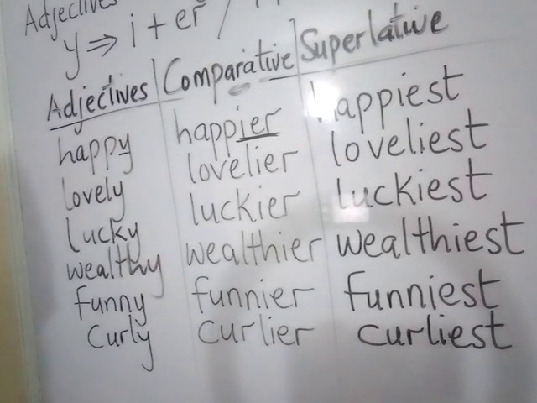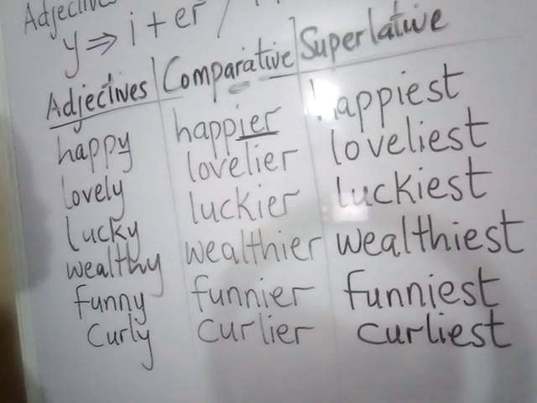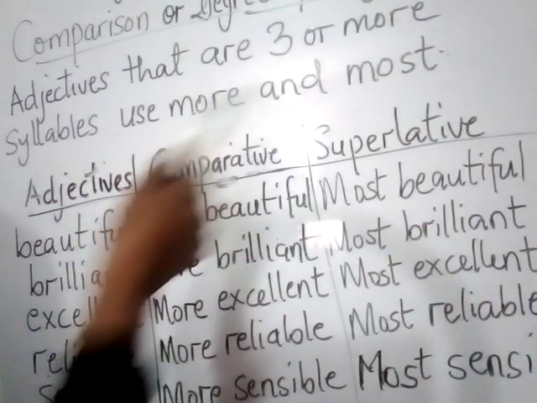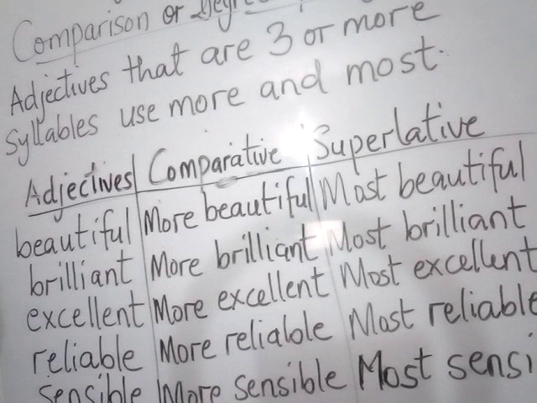Okay, so the next category we're going to look at is that of adjectives that change to the comparative and superlative forms with the use of more and most. So the next category of adjectives we're looking at is that of those adjectives that add more and most to form their comparative and superlative forms. And this category is those that have 3 or more syllables. Adjectives that have 3 or more syllables form their comparative and superlative forms by using more and most. What do we mean by 3 syllables?